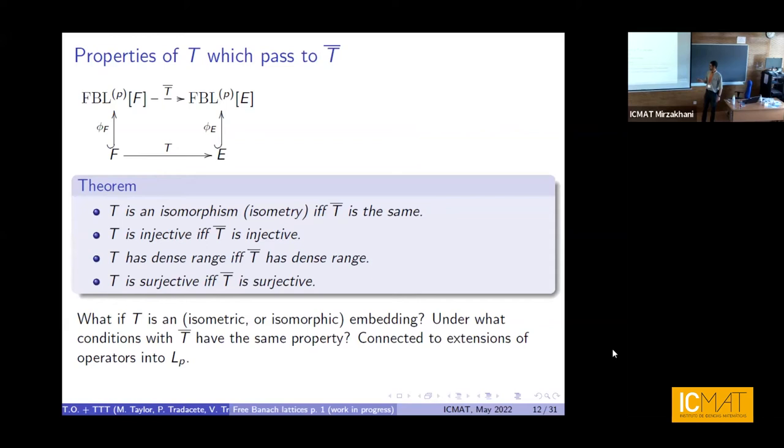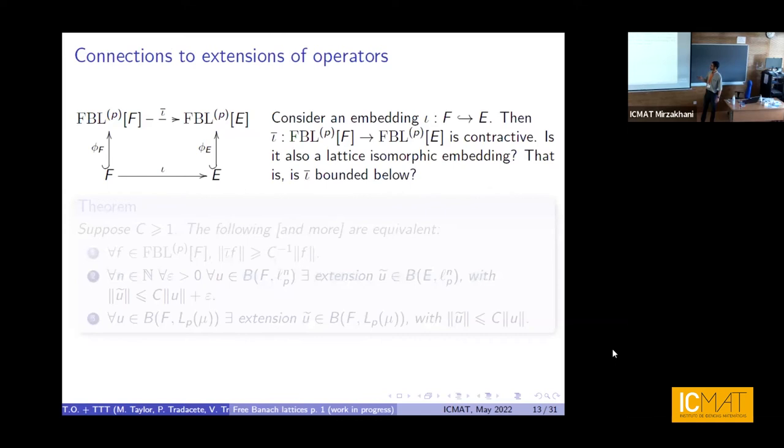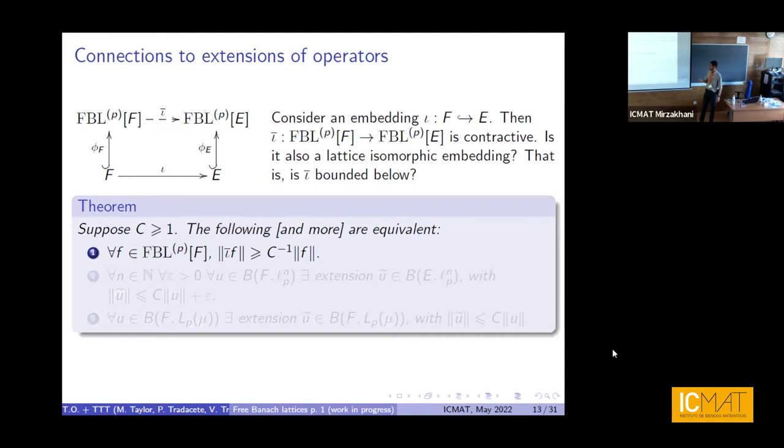Being an embedding, being an isomorphic embedding is missing. So under what conditions can we say that if T is an isomorphic embedding, then T bar is also an isomorphic embedding? It turns out that the answer to this question is related to extensions of operators into L_p spaces. Here I'm just restating the question I'm trying to answer. And as an answer, we have the following theorem.